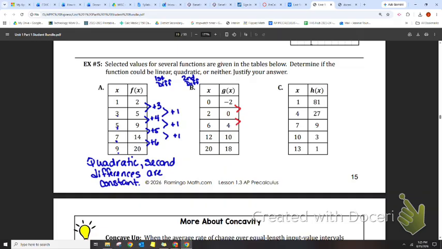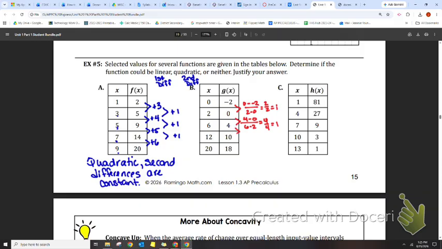So between when x is 0 and 2, my y2 minus y1 over x2 minus x1 gives me 2 over 2, which is 1. All right, then between 2 and 6, I got 4 minus 0 over 6 minus 2. 4 over 4 is 1. Ooh, this is looking promising, but I got to check the others.